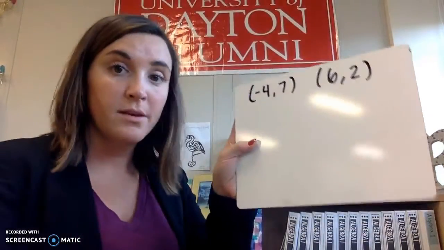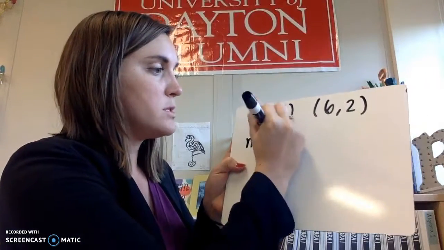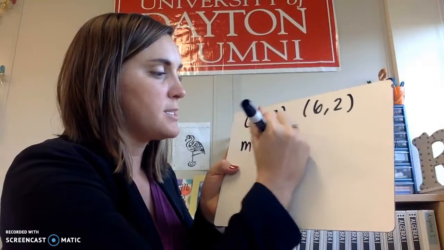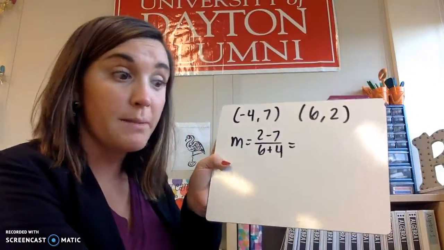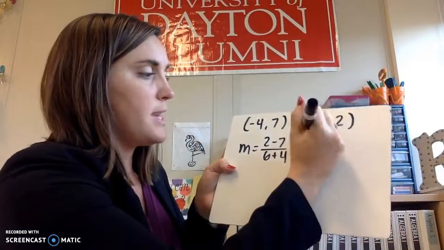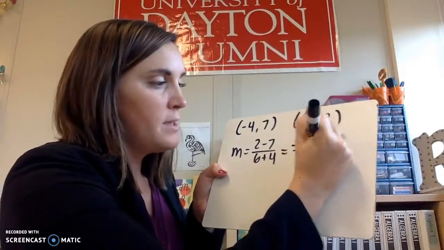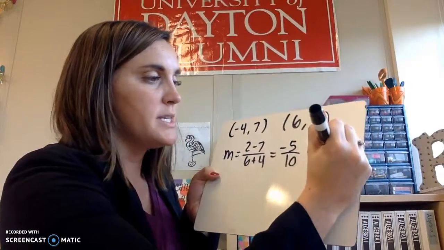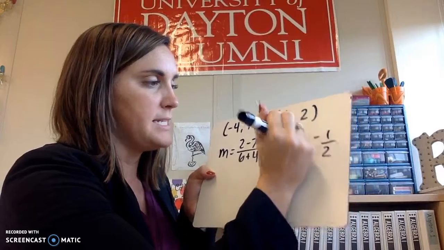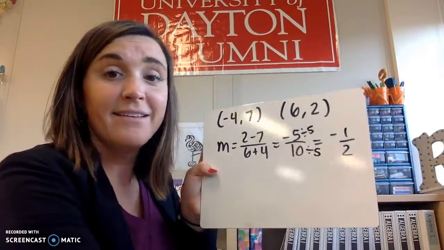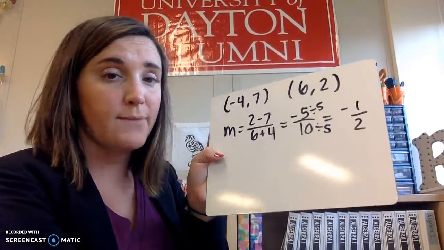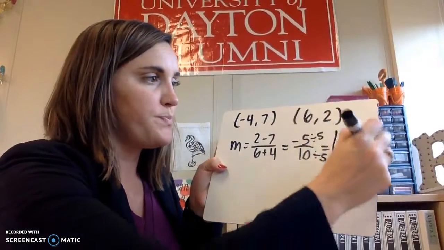Number 9. Negative 4 comma 7 and 6 comma 2. So m equals 2 minus 7 over 6 plus 4, minus the negative becomes plus 4, giving me negative 5 over 10. And I can just see that's going to reduce to negative 1 over 2. If you don't see that, I'll write how I did that. 5 goes into both of them, leaving me with negative 1 over 2.